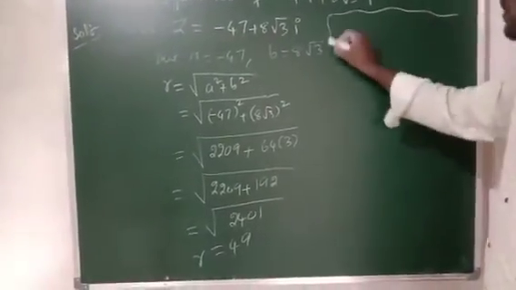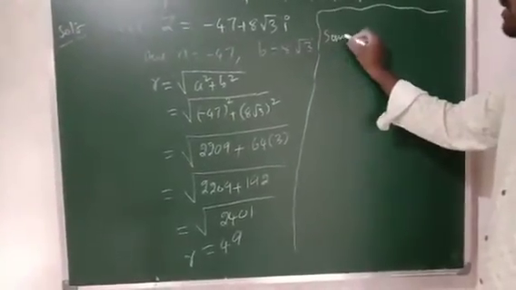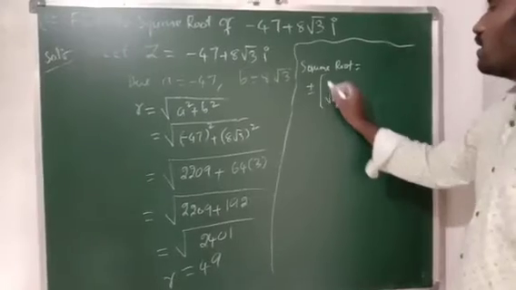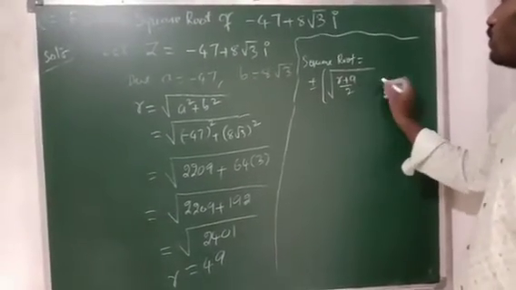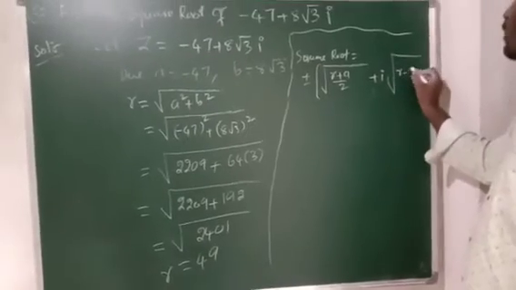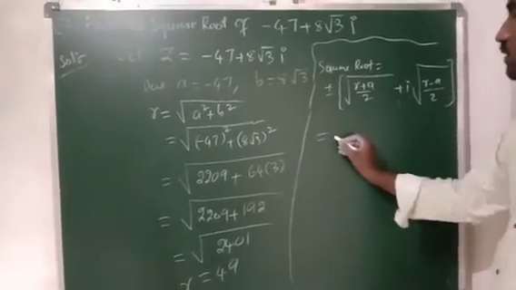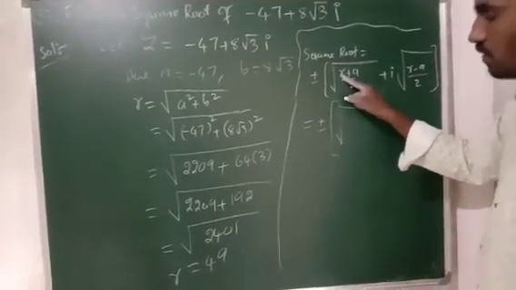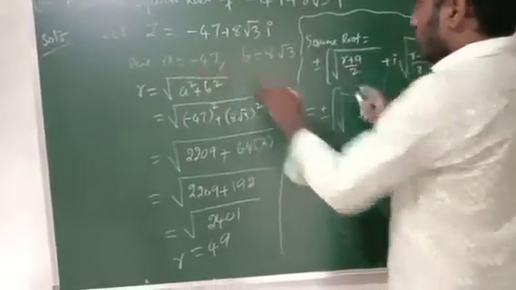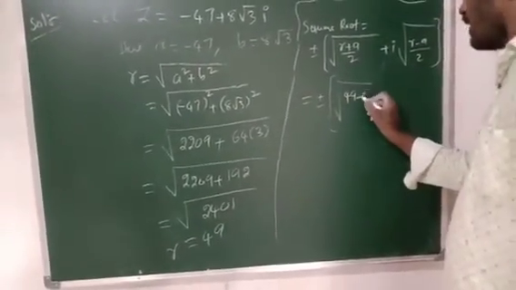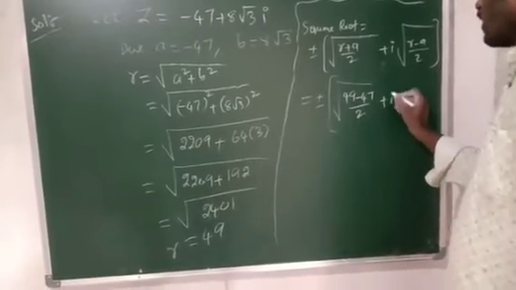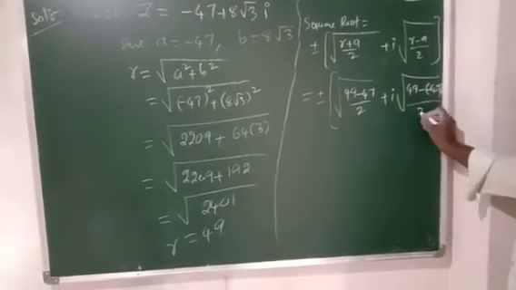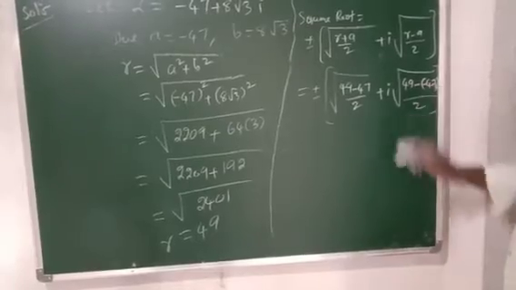Now we have to write the formula for the square root. Square root equals plus or minus under root of (r plus a) by 2 plus i into under root of (r minus a) by 2. So this equals plus or minus under root of, substituting r and a values here, r value is 49, a value is minus 47. So here it is (49 minus 47) by 2 plus i into under root of (49 minus minus 47) by 2.